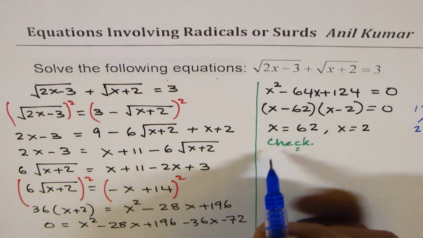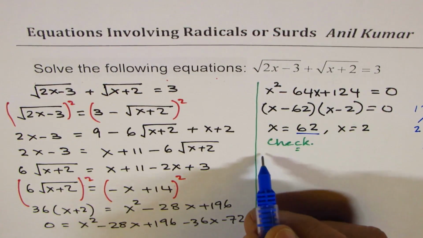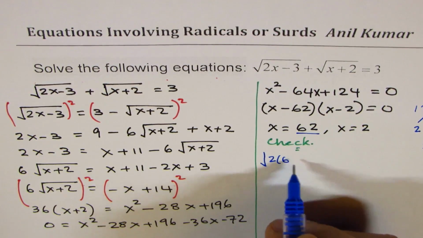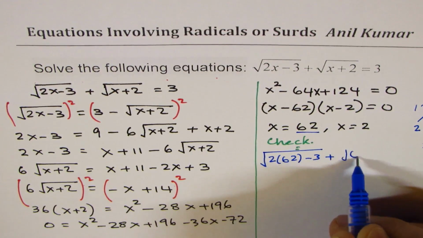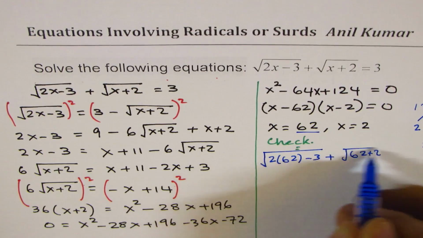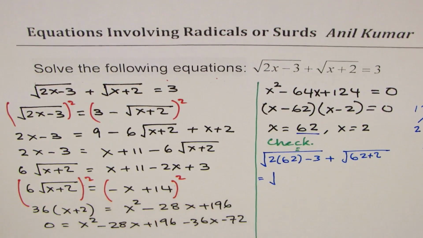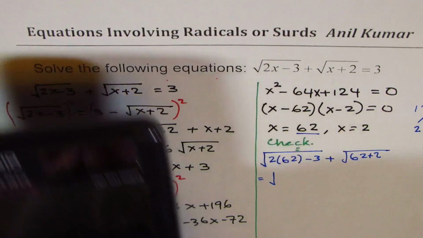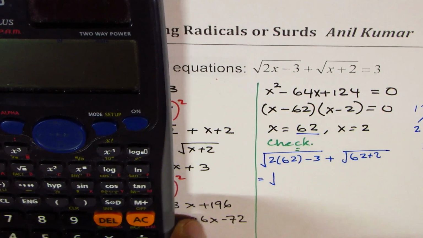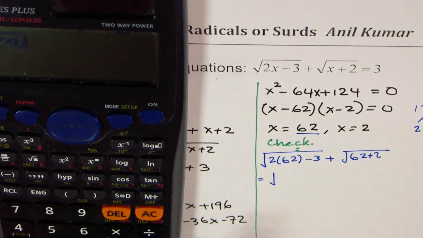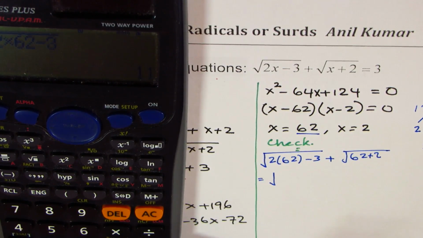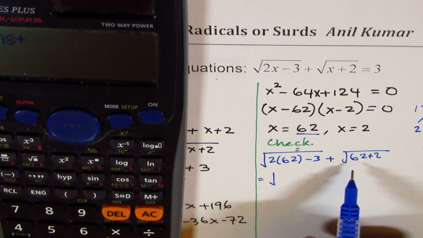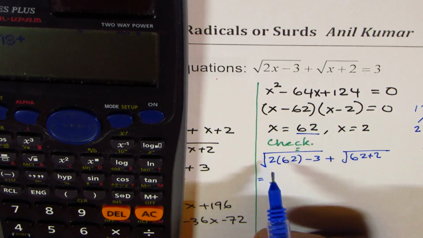Left side. So let's check for x equals 62 first. If I do the square root of 2 times 62 minus 3 plus the square root of 62 plus 2, what do I get? So let's calculate. It's easy, right? The square root of 2 times 62 minus 3 equals 11, and then we'll add 8 to it.